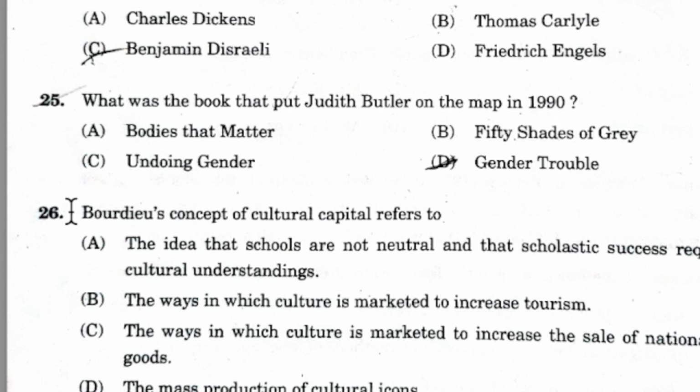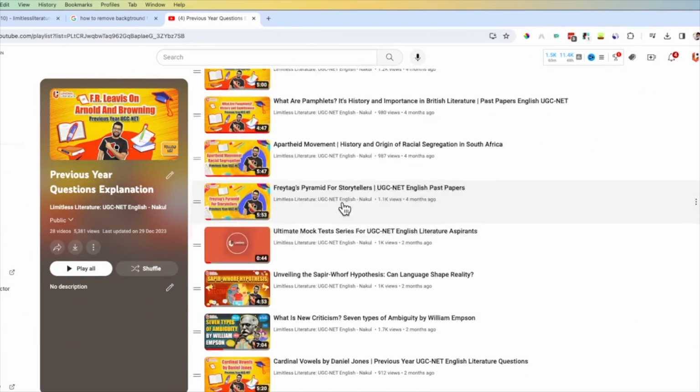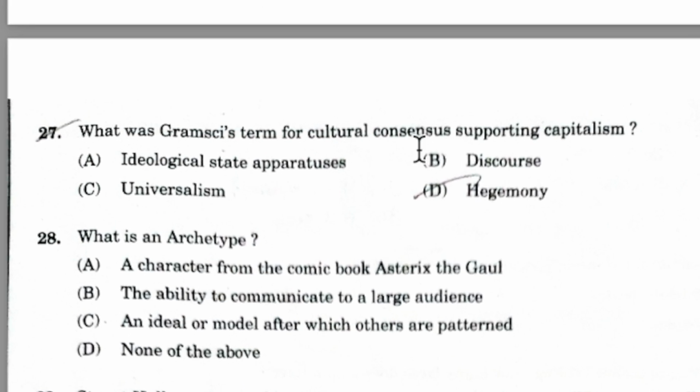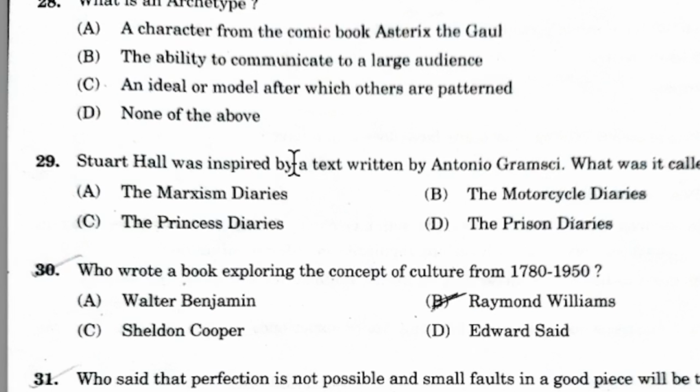Okay, so again, Bourdieu's concept of cultural capital refers to, okay, we have already discussed it in the previous year playlist. You can see here we have already discussed Bourdieu, habitus, field, doxa, capital, social reproduction by Pierre Bourdieu. So if you have been through this video, you will be able to answer the question. Okay, again we have Gramsci's term for cultural consensus, that is hegemony, that's right. What is archetype? That is also an easy question.